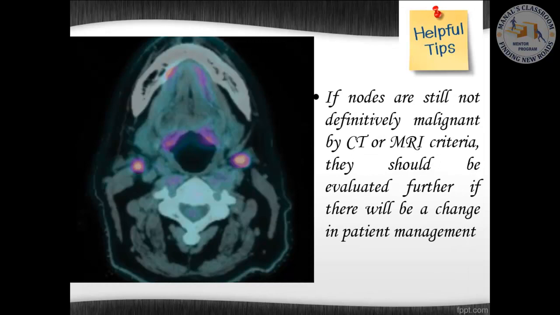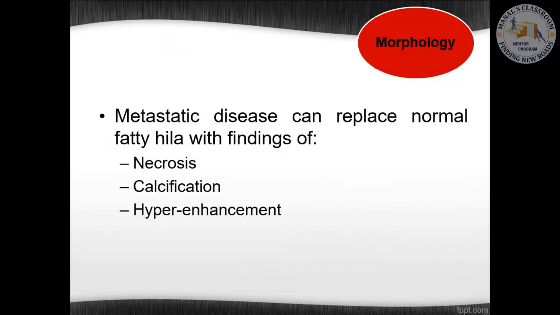So what's the helpful tip? What can we do? We can do other imaging modalities like PET-CT, and here we can see that both lymph nodes are active. That means both of them are infiltrated by cancer.